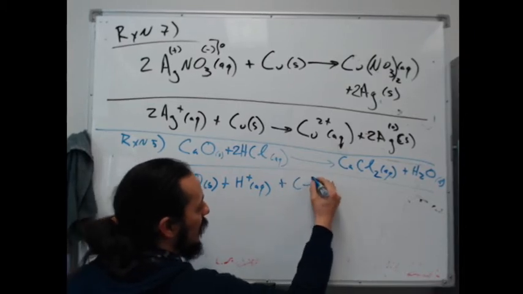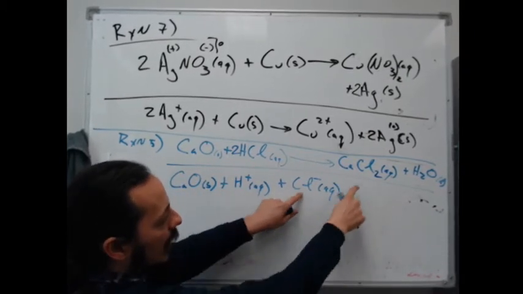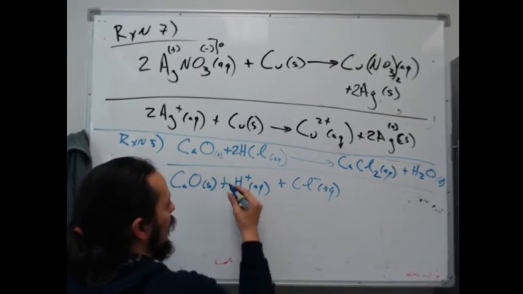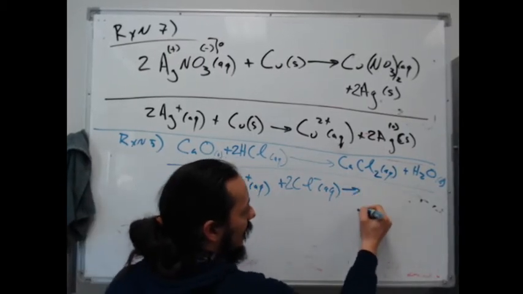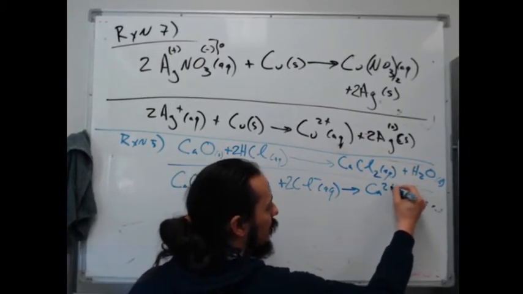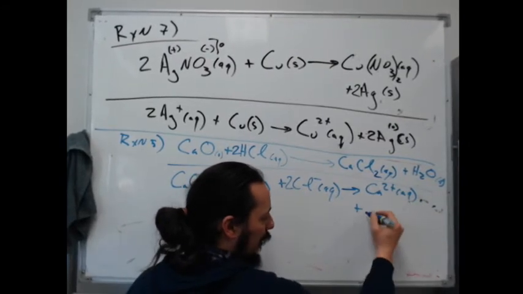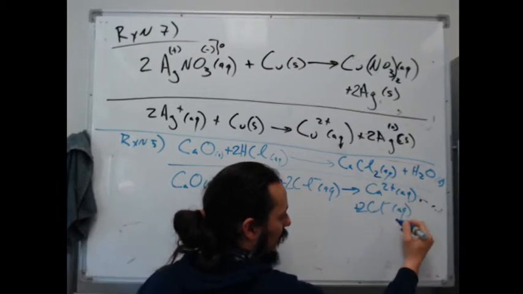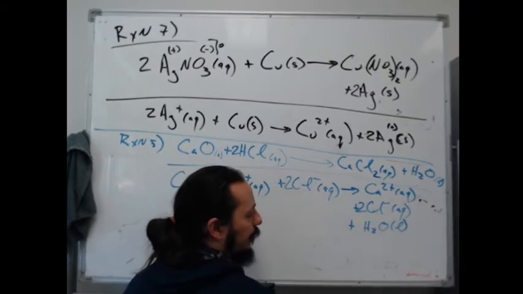And you can see that's going to be a problem, because if I forget that too, I'm not going to have enough chlorines for my reaction. I'm not going to have enough hydrogen for my reaction. So I need 2H plus, 2Cl minus. That's going to go to Ca2 plus aqueous. I didn't give myself enough space, so I'm going to write it a little bit strange: 2Cl minus aqueous, and H2O, liquid.